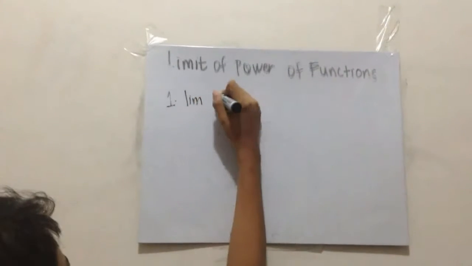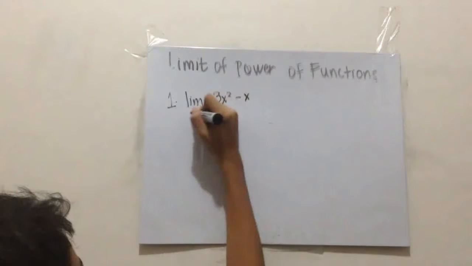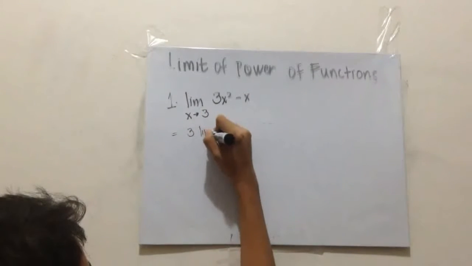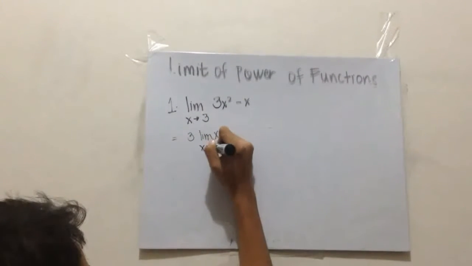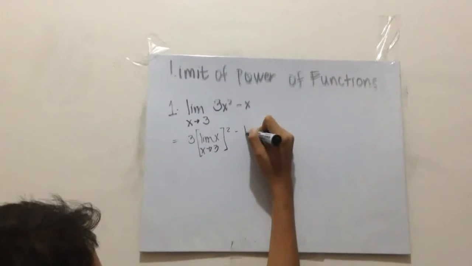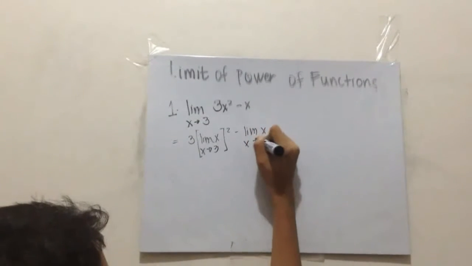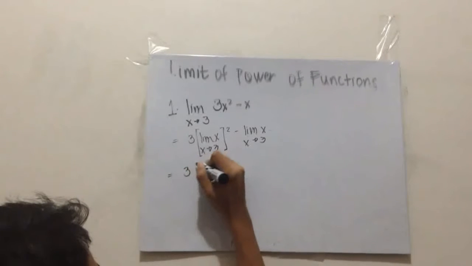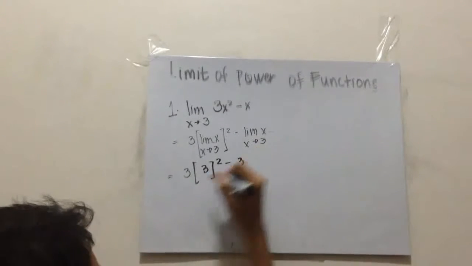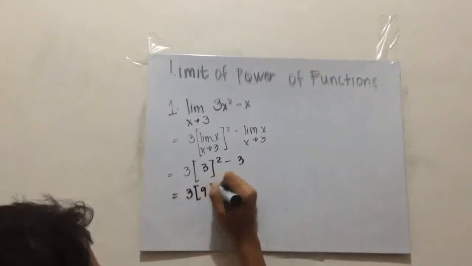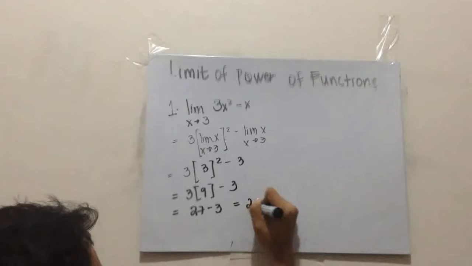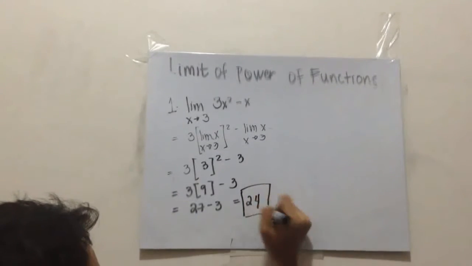Limit of 3x squared minus x as x approaches 3 is equal to 3 times the limit of x as x approaches 3, squared, minus the limit of x as x approaches 3, is equal to 3 squared minus 3. 3 times 3 squared is equal to 9 minus 3. 3 times 9 is 27 minus 3. 27 minus 3 is 24. And that's the final answer.